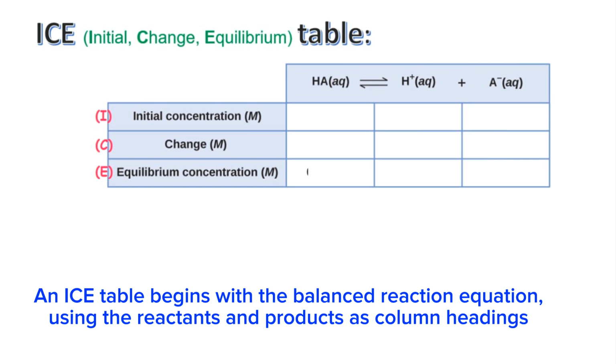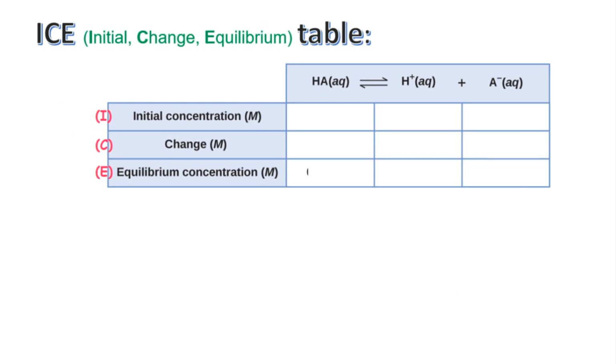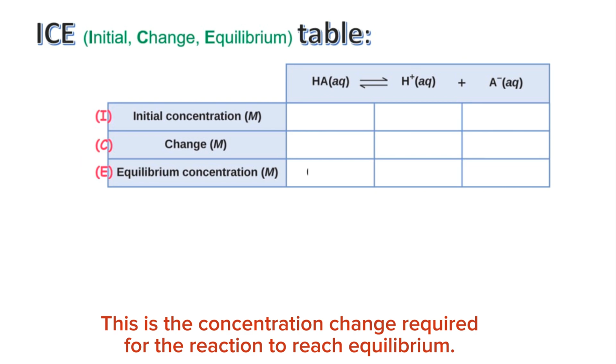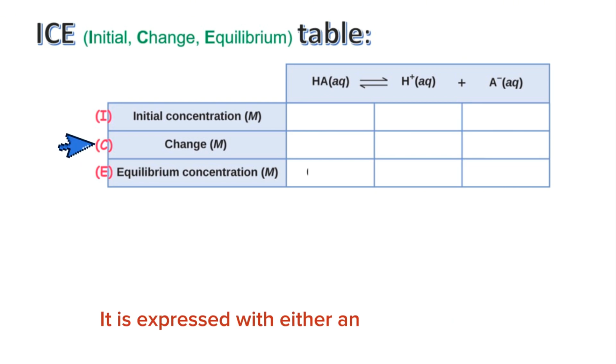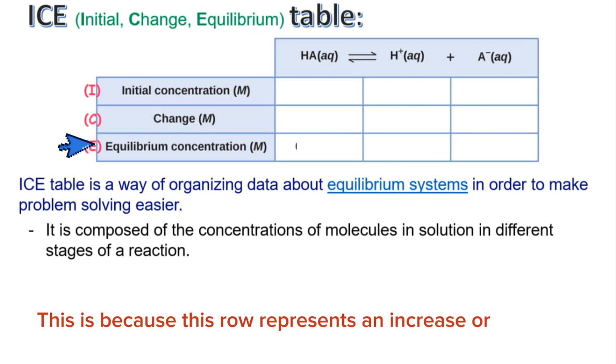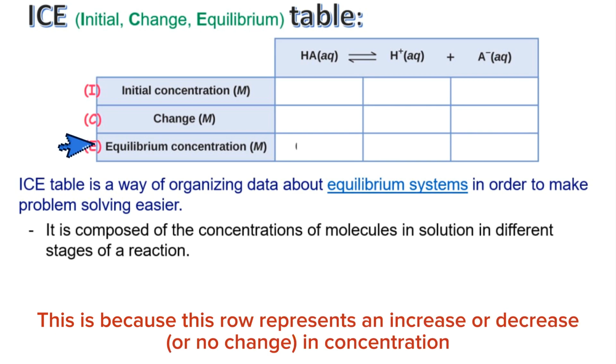I stands for initial concentrations. C stands for change in concentrations. This is the concentration change required for the reaction to reach equilibrium. It is expressed with either an appropriate positive or negative sign. This is because this row represents an increase, decrease, or no change in concentrations.